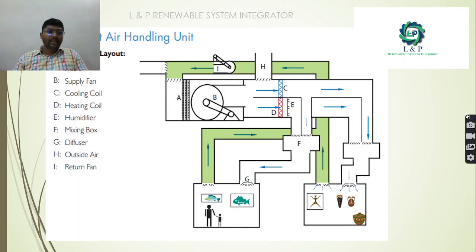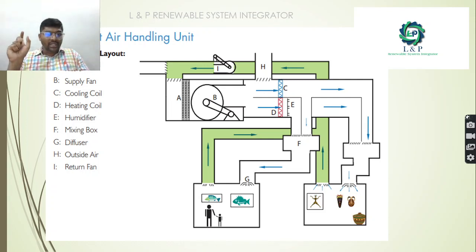If you're going for dual duct air handling units, mostly it will have filters on the entry side, and next to it will be the supply fan. With the help of the supply fan, through the cooling coil we perform the cooling operation, and the cooled air is sent inside the building. And if there is any requirement for heating, the heating coil will be used.